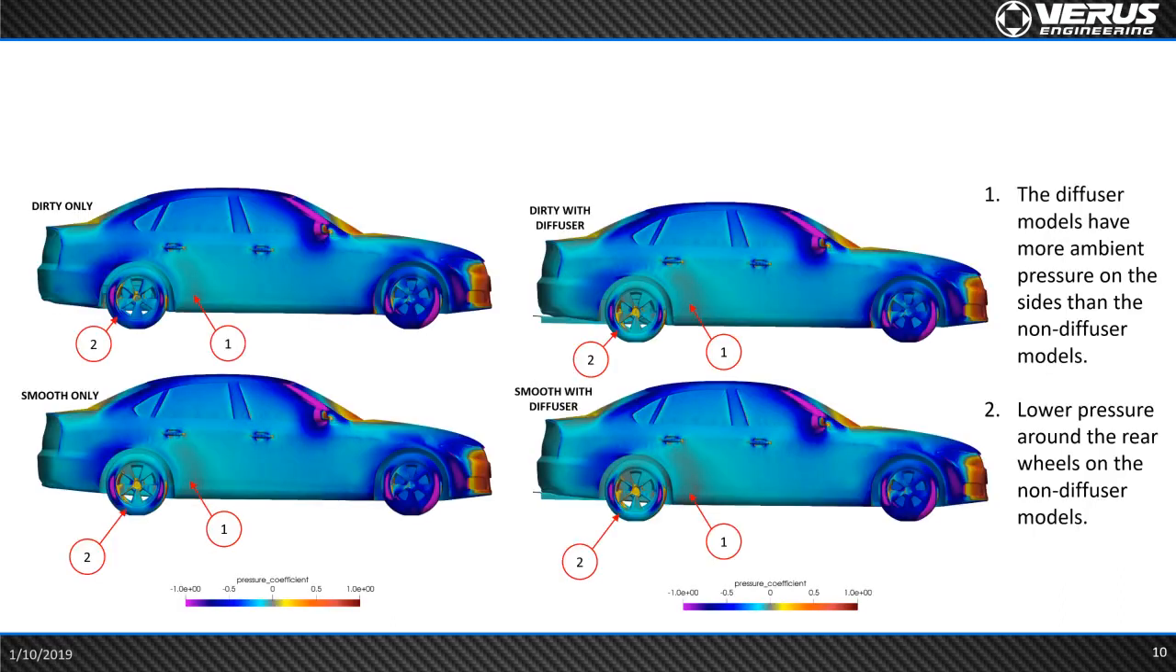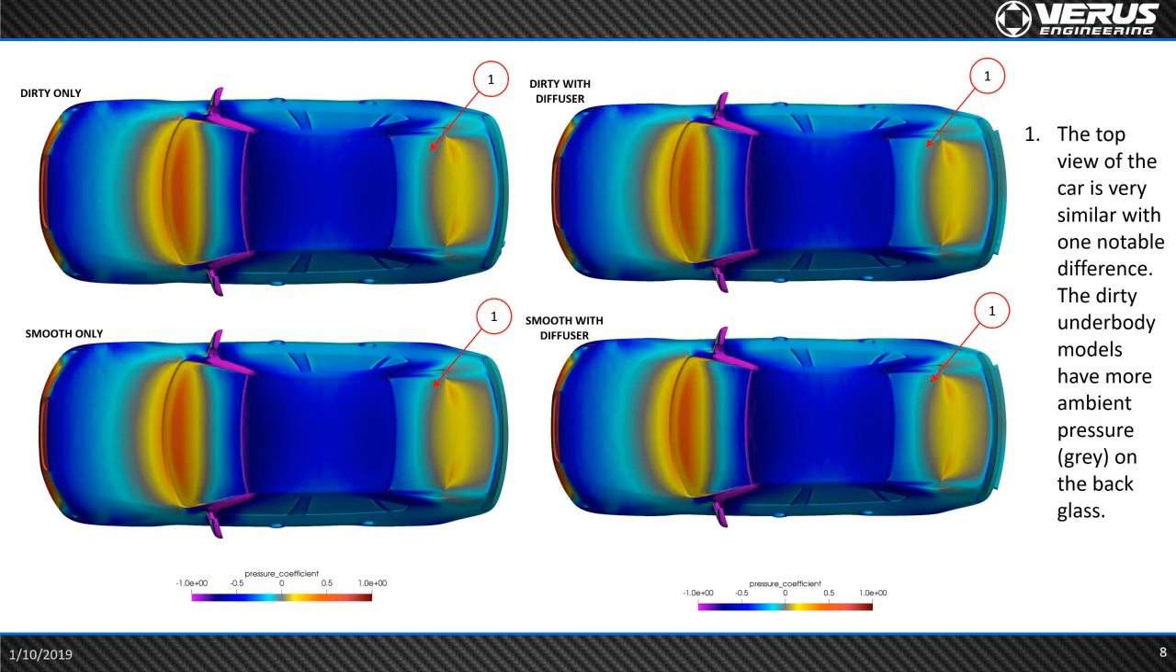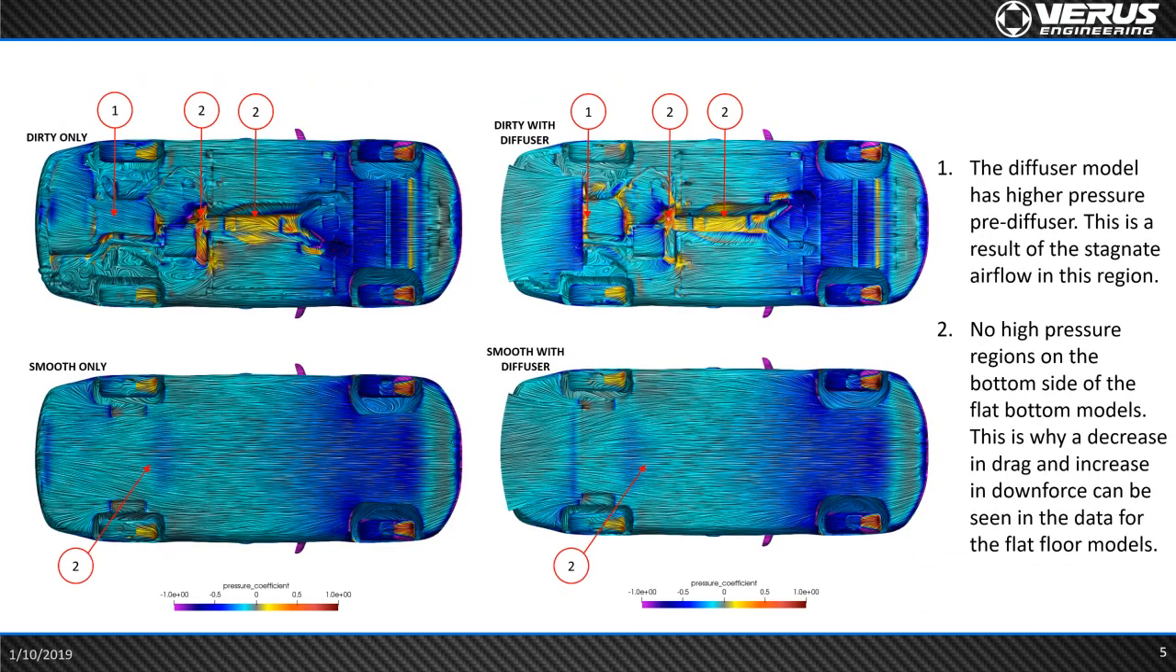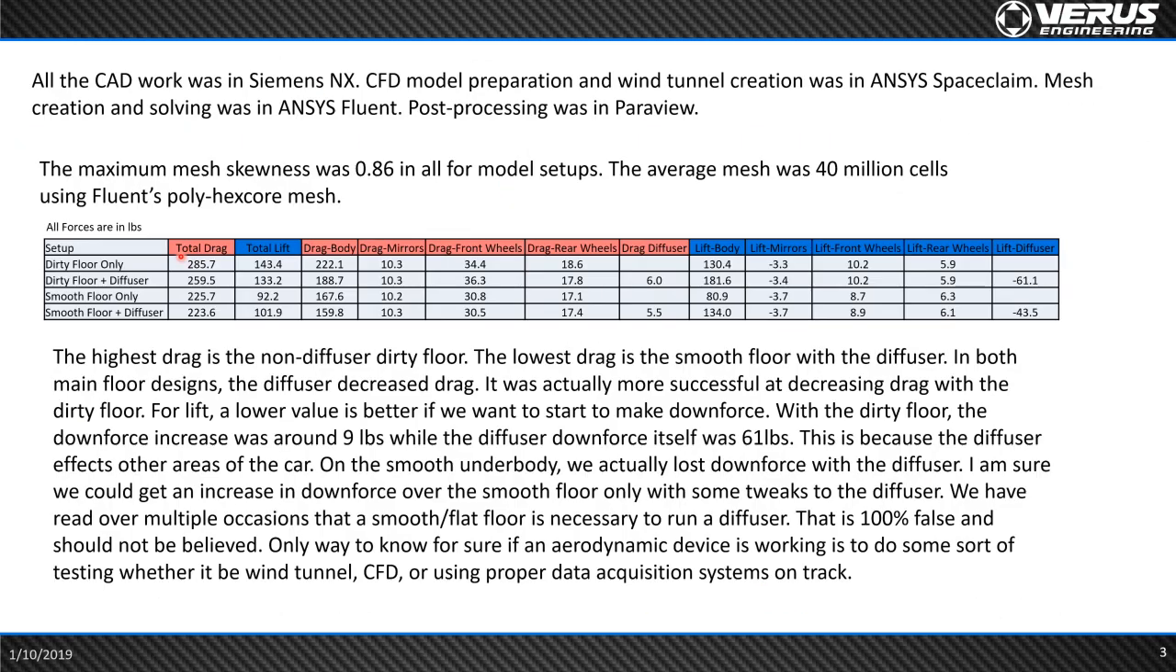Okay, so now let's go back to the data. Now that you've seen the CFD post-processing pictures, it'll be more useful to look at the data. We can see here that dirty floor only is the highest at 285.7. With the diffuser, we decrease that total drag to 259.5, which is a pretty significant drop. Now we go to the smooth floor only, and that has 225.7 pounds of drag.